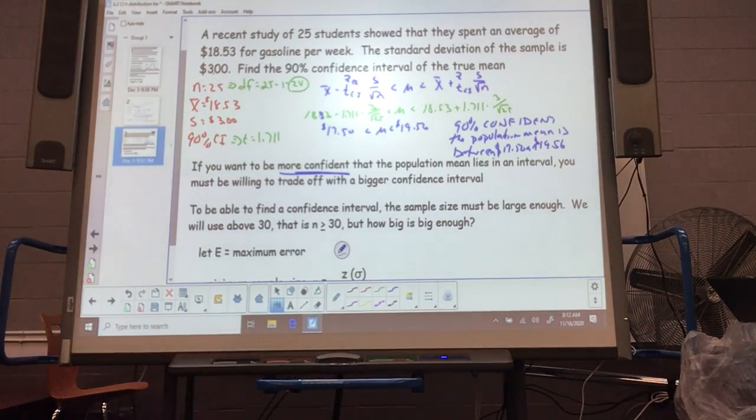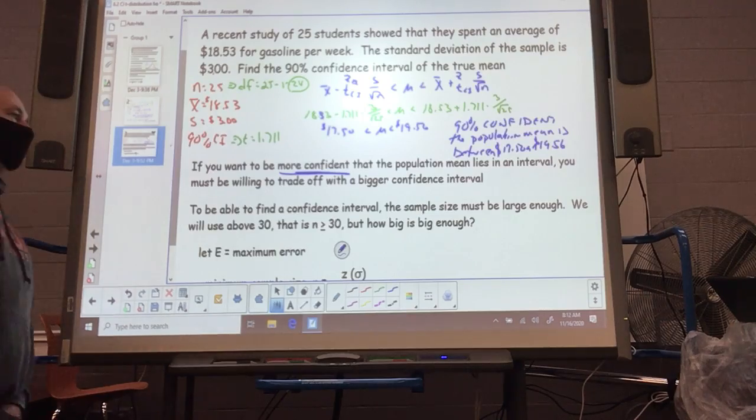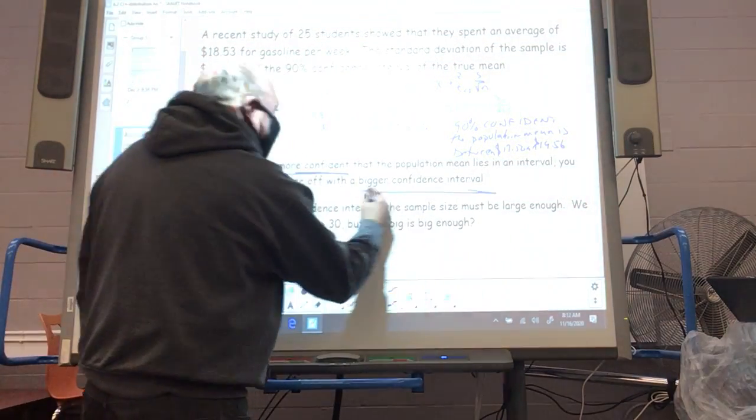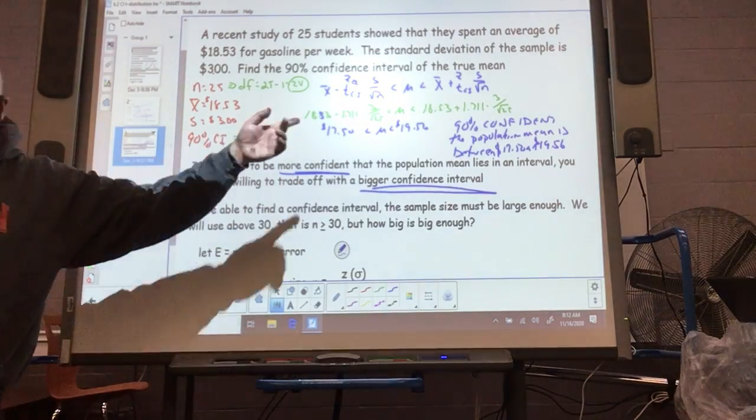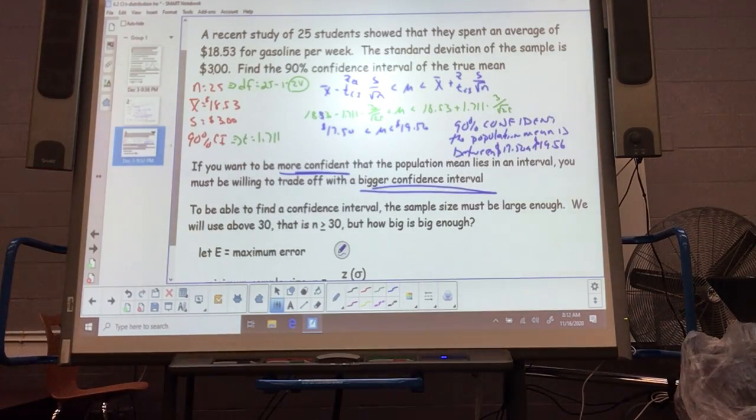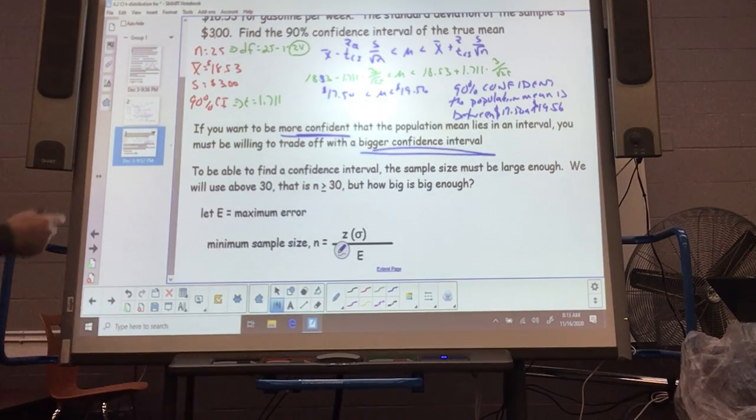If you want to be more confident, you're going to have a bigger confidence interval, just because this t value or the z value gets bigger. So if you want to be more confident, you're going to have a wider interval. To find a confidence interval, sample size must be large enough. Once again, we try to use over 30.